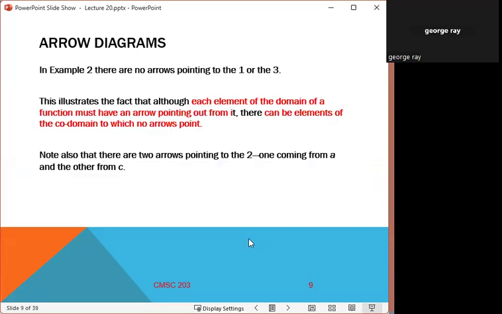Okay, so each element of the domain must have an arrow coming out from it, but there can be elements in the codomain to which no arrows point, just in the definition of a function.